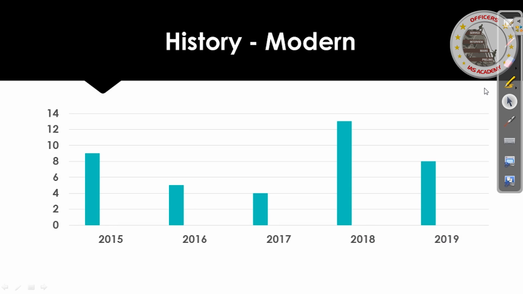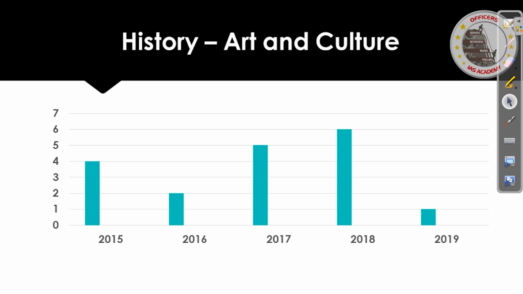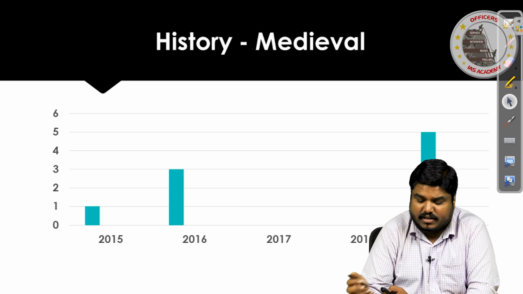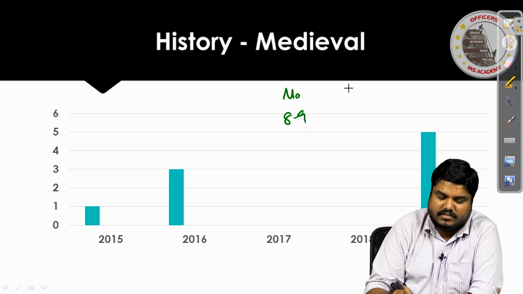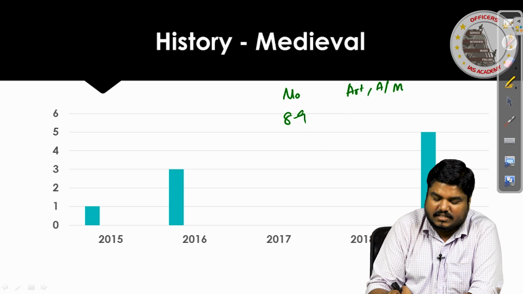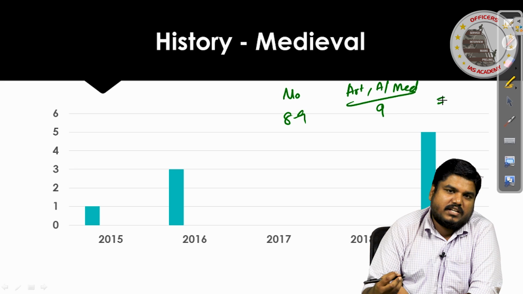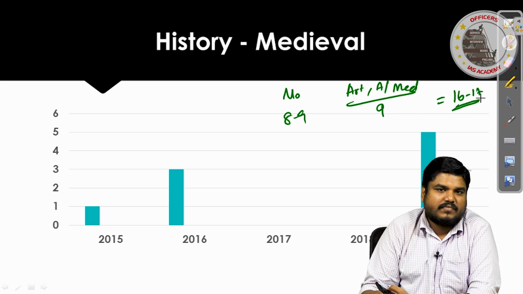History, I would say from modern we get around 8 to 9 questions. Ancient, medieval and art and culture put together we can expect 9 questions. That means from modern history around 8 to 9 questions, and from the remaining art and culture, ancient as well as medieval put together we can expect around 9 questions. So, on the whole from history we can expect around 16 to 17 questions every year.